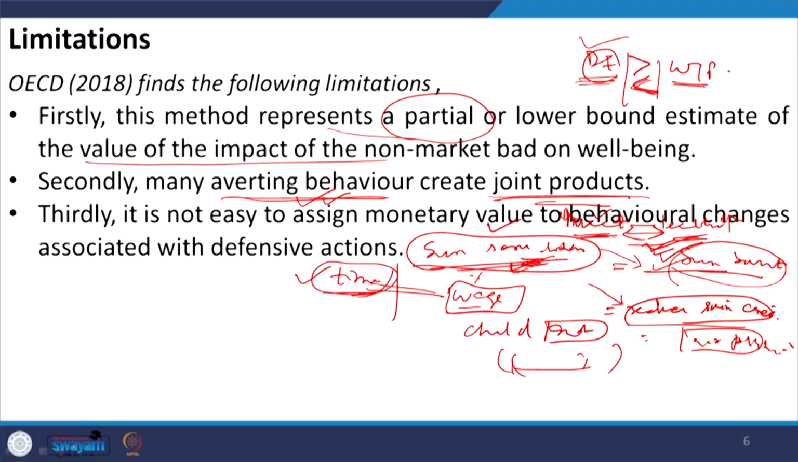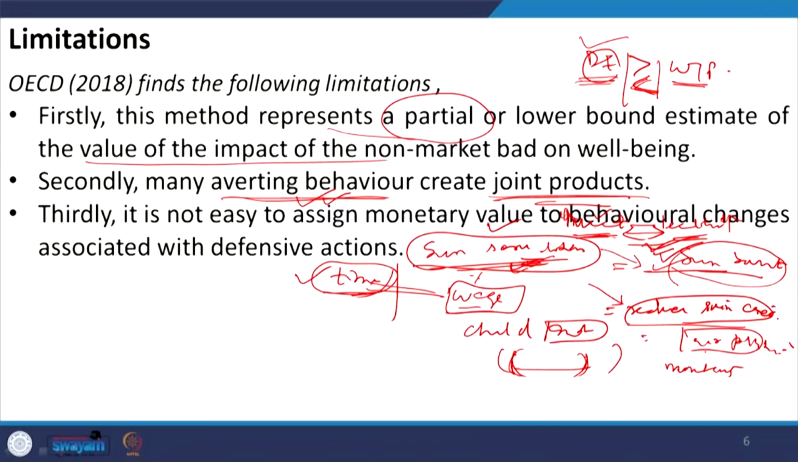Then how would this time be measured? Can you express this in terms of monetary units? Because children do not earn anything. You cannot say that the wage for them is this much. No, there is nothing. The same logic is applicable for old age or retired persons, right. So, that is why it is not actually easy to assign a monetary value to any kind of behavioral change that is associated with defensive actions, right.